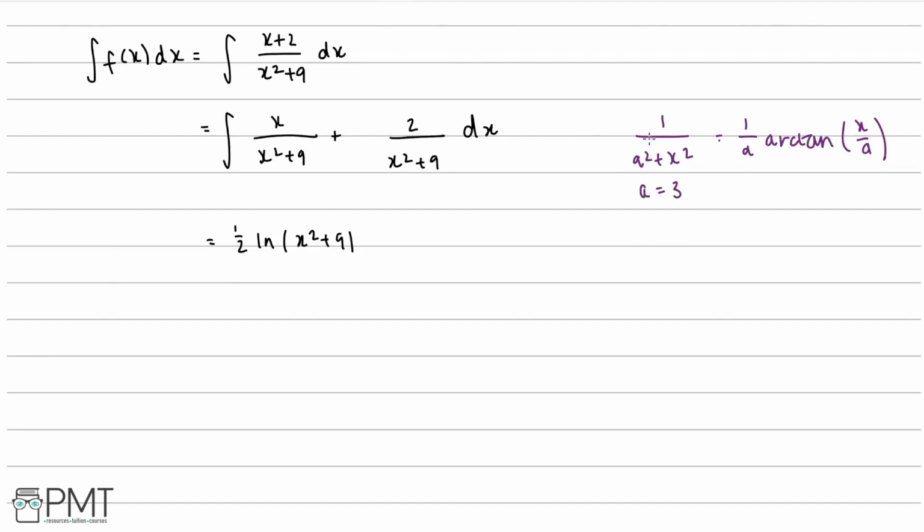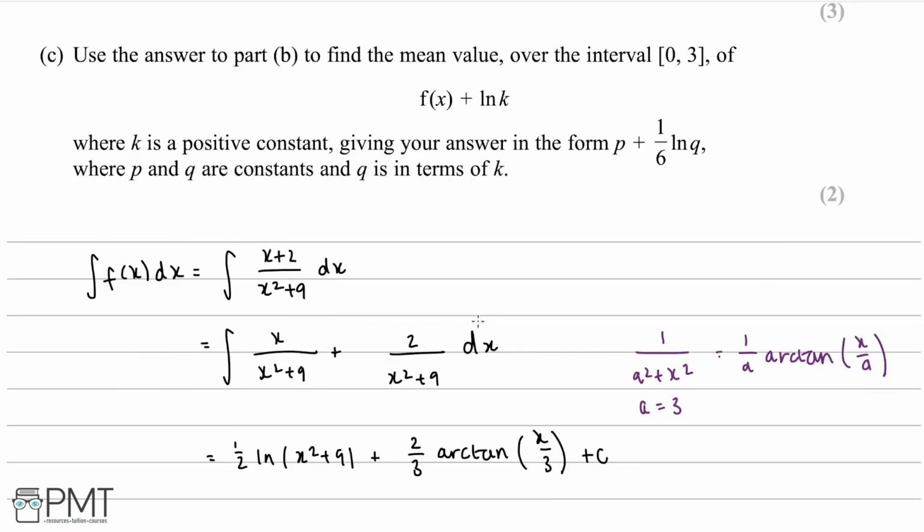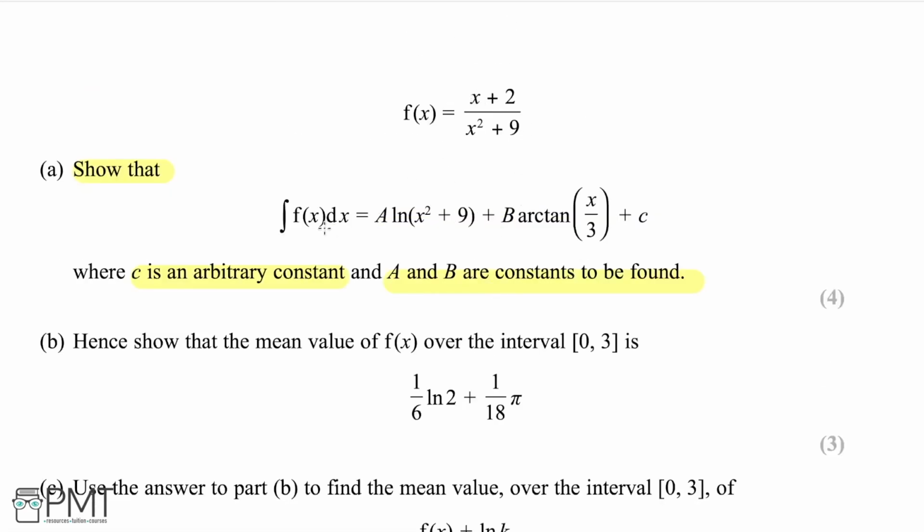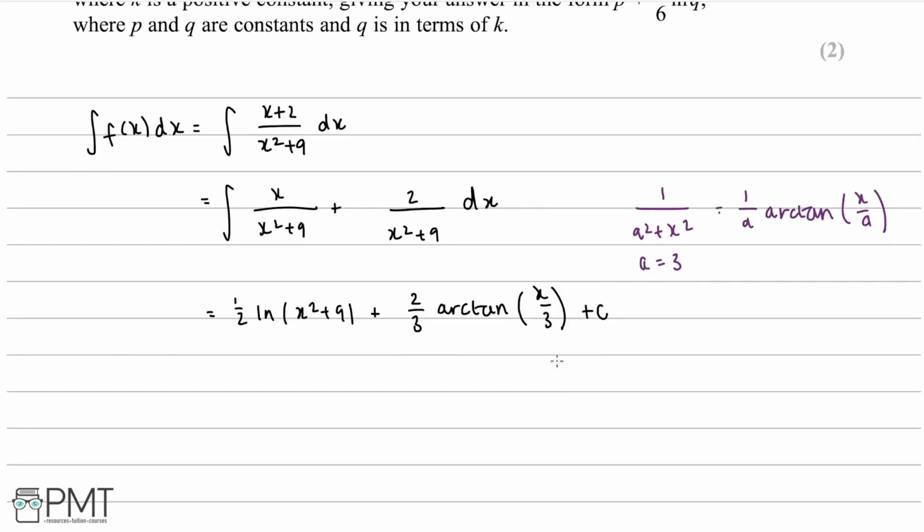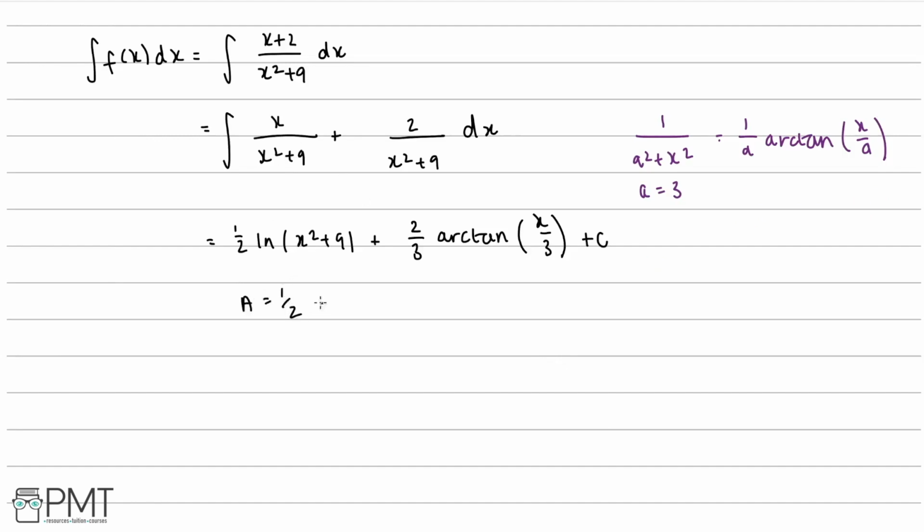So we can plug in a is equal to 3 into our equation, and remember the 2 as the scalar constant that our integral is multiplied by, to give you 2 over 3 arctan x over 3. And this is all added to c because there are no limits to this equation. And thus we have shown what we have above over here, that the integral of f of x is equal to a ln x squared plus 9 plus b arctan x over 3 plus c, where a is equal to a half and b is equal to 2 over 3.